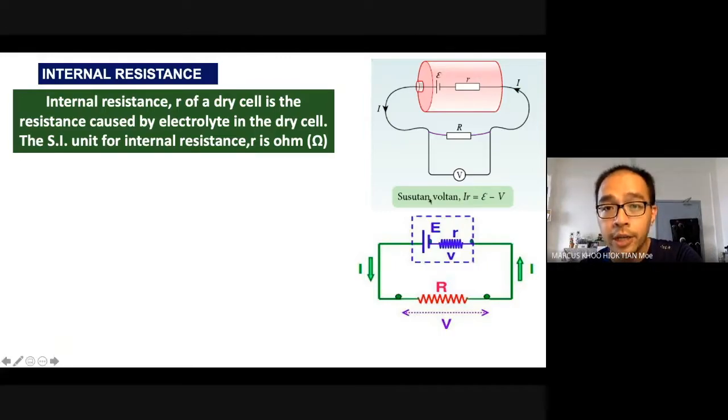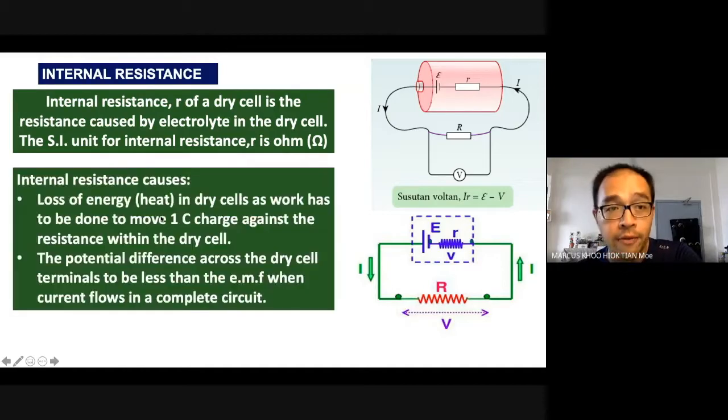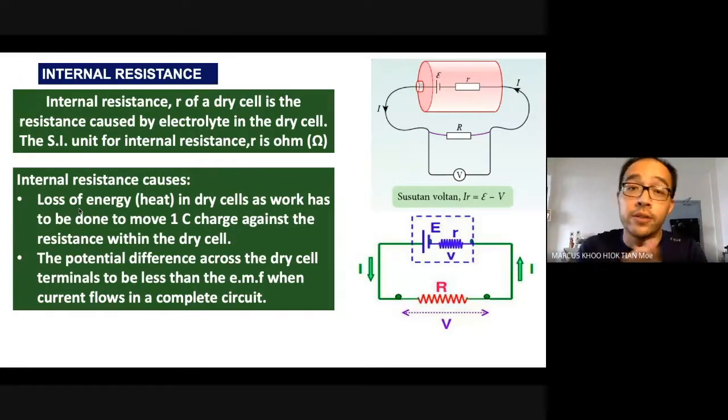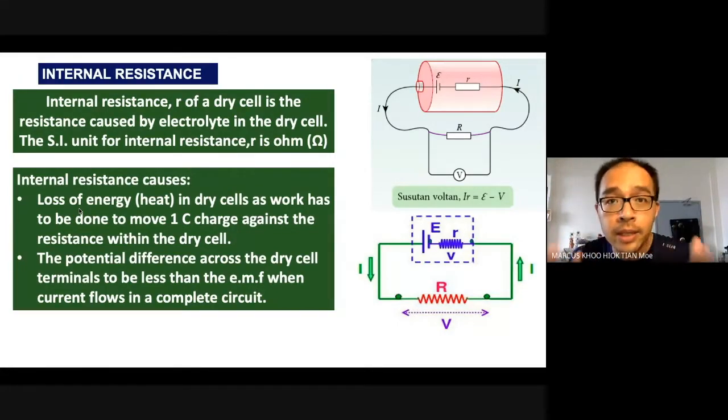And I've already given you this, in the textbook or in my video yesterday. This one should be in your textbook. But anyway, internal resistance causes loss of energy. And that's why after a while when you use your battery, when you touch the battery it will feel hot, because there's a lot of resistance. This is something that I've said since chapter 4 last year.